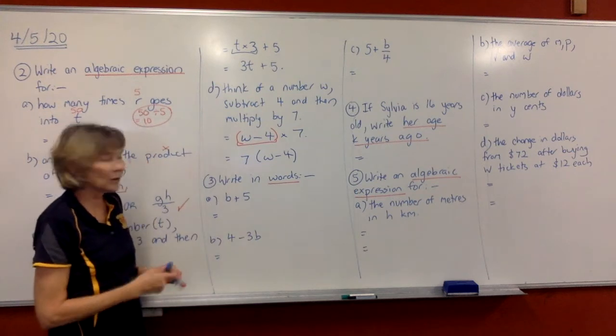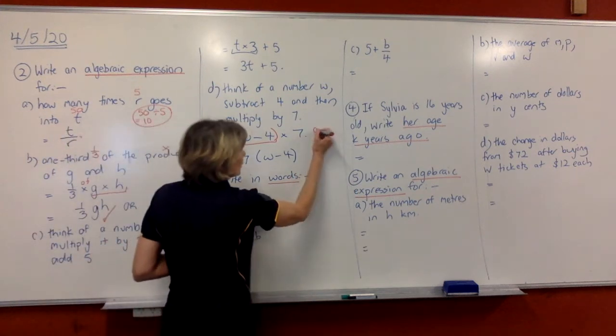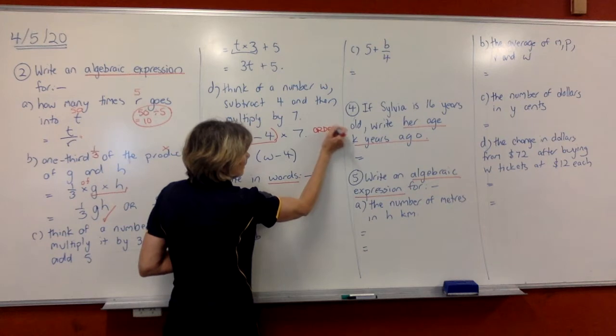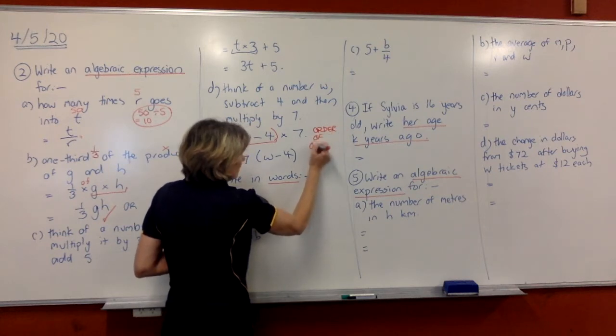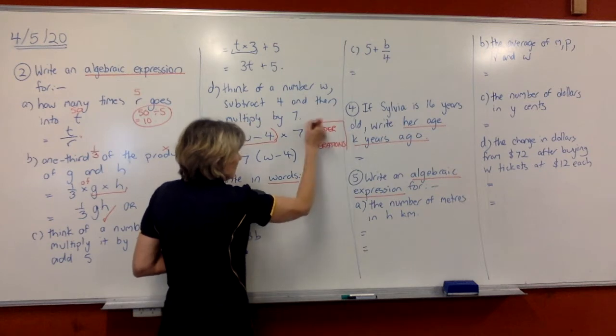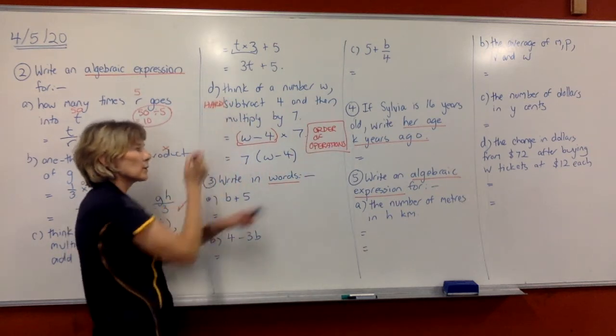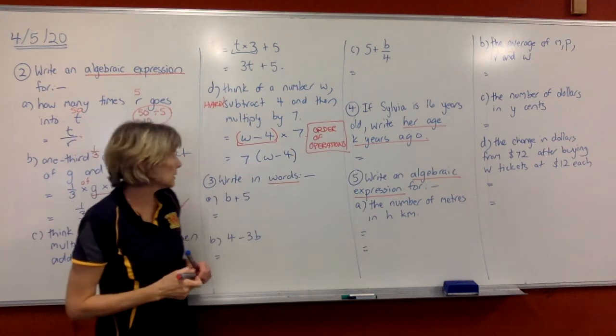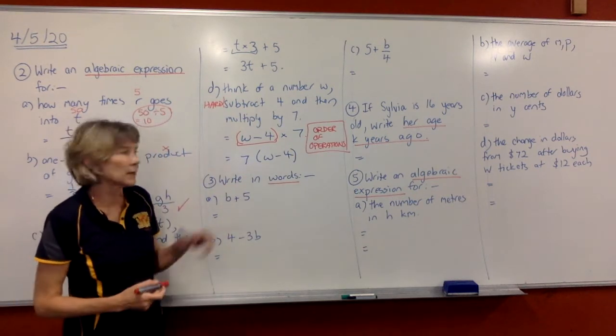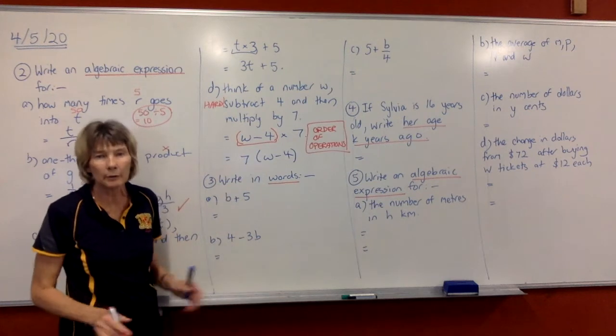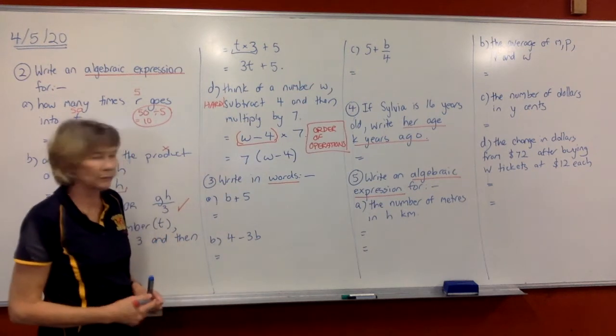Okay, so just be very careful with order of operations. That question is hard, and that's the reason why it's hard. Okay, so there'll be a lot of you writing in the test W minus 4 times 7, and it'll be wrong. So be very careful with it.